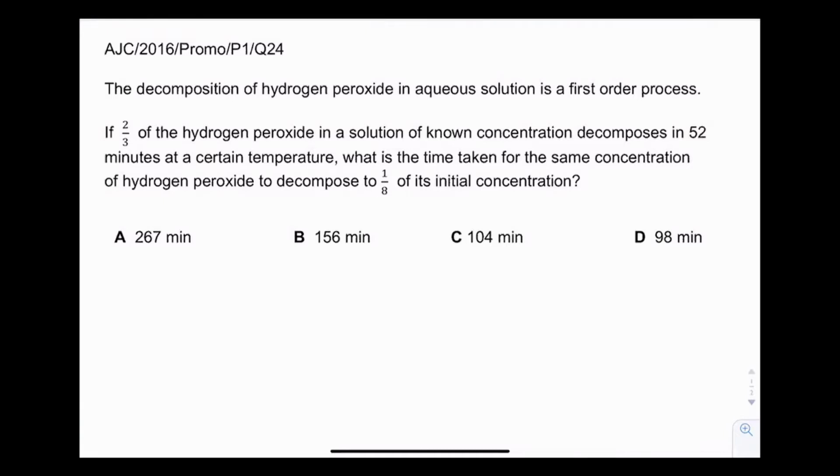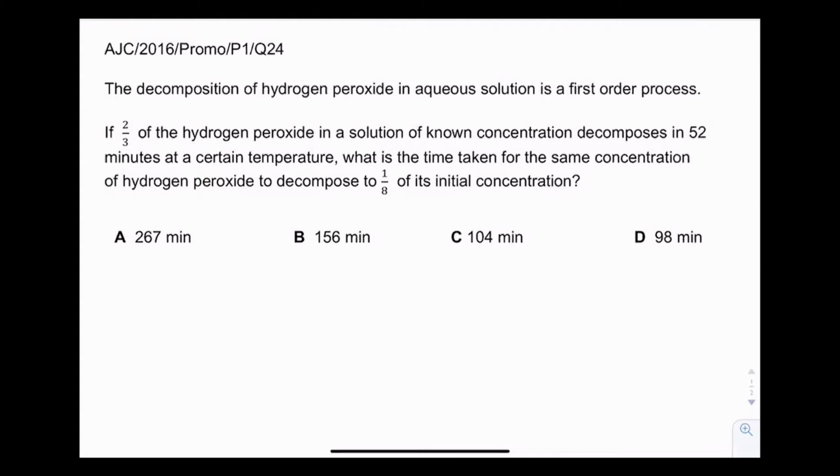Okay, today's question is a little similar to the previous question as it's testing a bit on half-life. However, this is a different type of question and requires the use of a different equation. So let's go into the question.